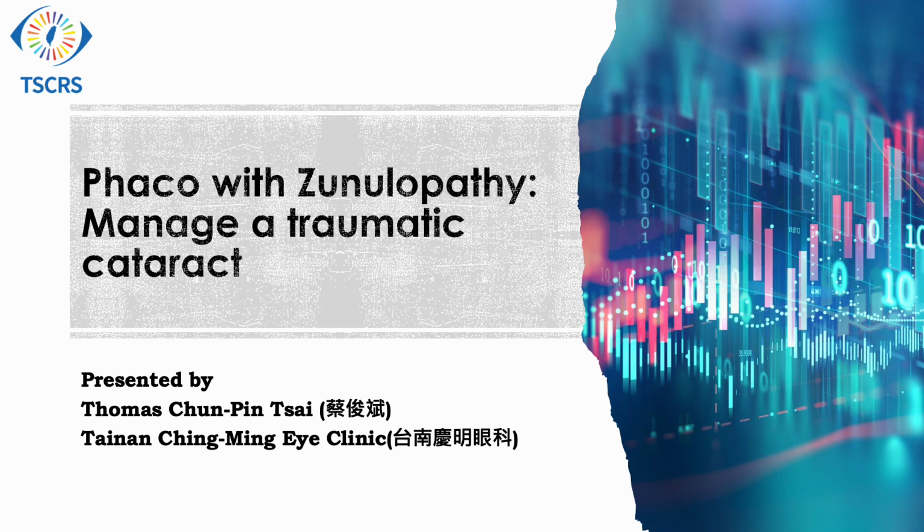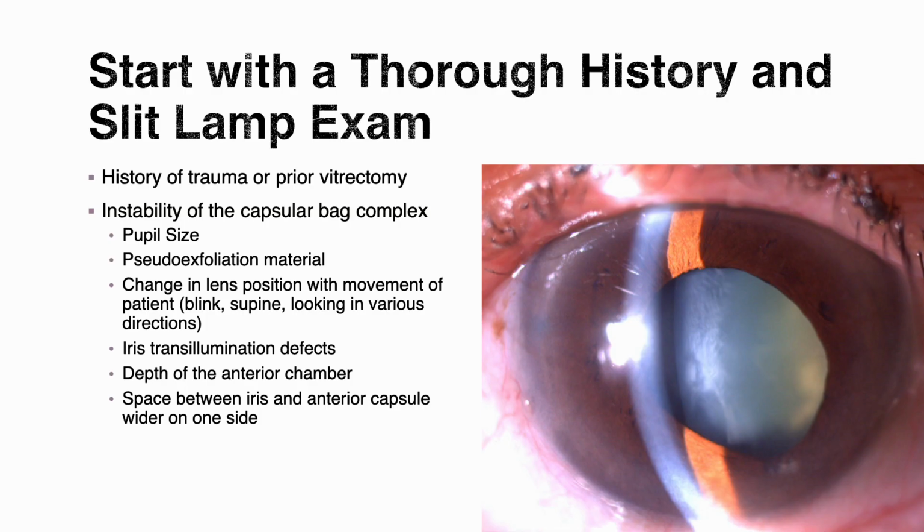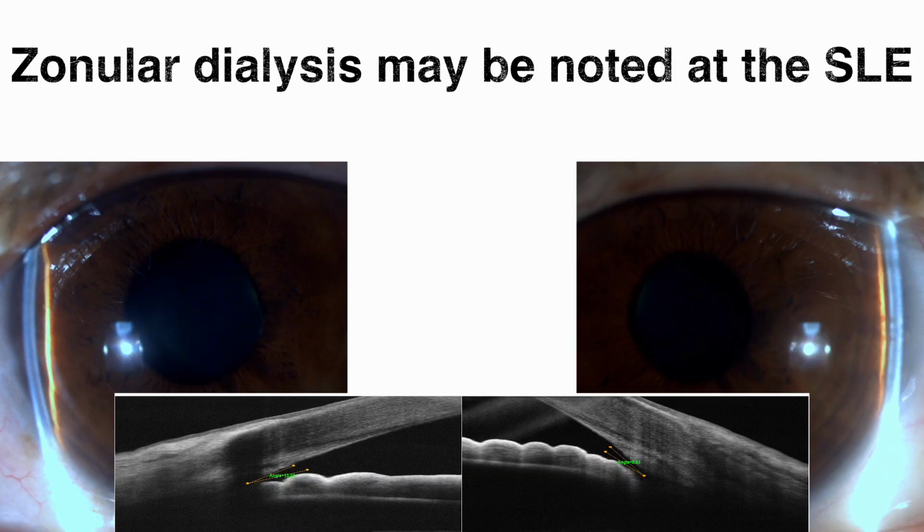Today, my topic is managing a traumatic cataract with zonulopathy. We could start with a short history of trauma or prior vitrectomy. The slit lamp examination can show instability of the capsular bag complex by pupil size, pseudoexfoliation material, change in lens position with movement of the patient, iris transillumination defect, depth of the anterior chamber, and space between the iris and anterior capsule wider on one side. This patient had a history of trauma at her left eye.